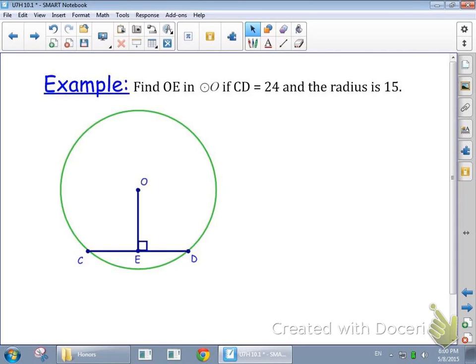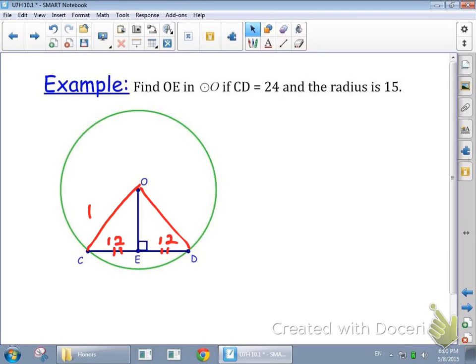So in this example, we're given circle O, and OE is perpendicular to CD. Therefore, I know it bisects this chord. If CD is 24, then I know each segment here is 12. And I'm given that the radius is 15. So I could draw the radius in on either side here. Doesn't matter which one, I only need one.